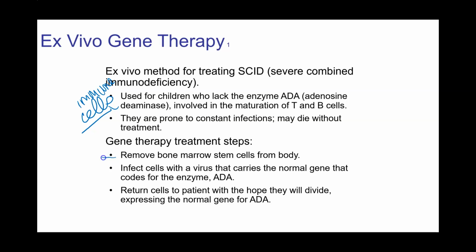So we remove bone marrow from the patient. We infect that bone marrow with a virus that codes for normal enzyme production. So now we want them to produce adenosine deaminase, normal. And then we return the stem cells back to the patient in hopes that they produce normal adenosine deaminase.